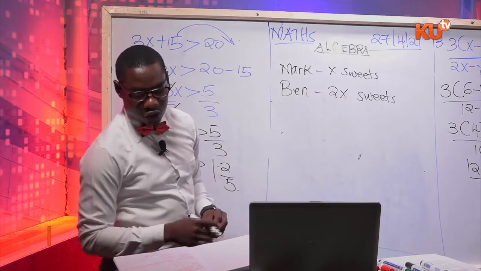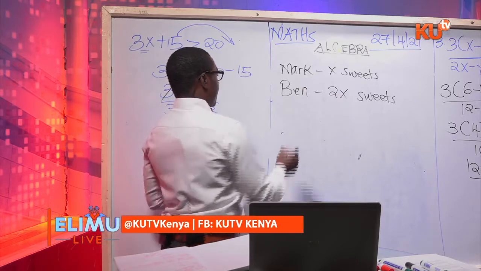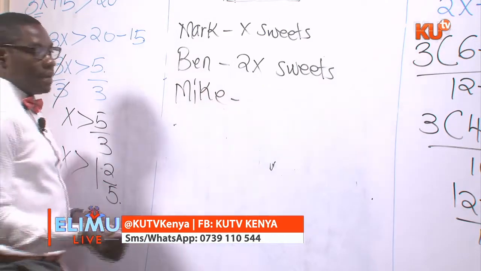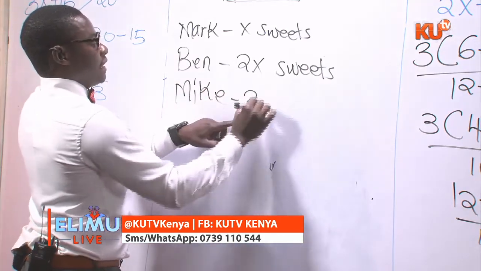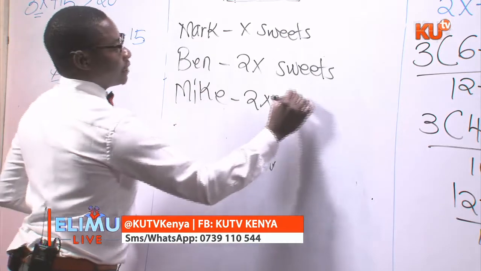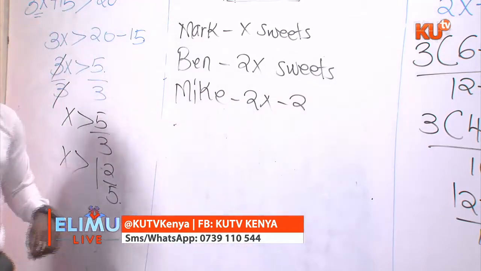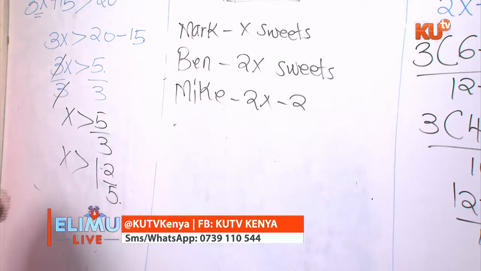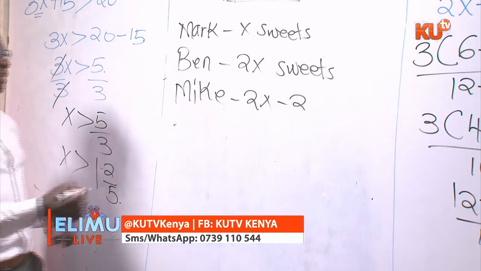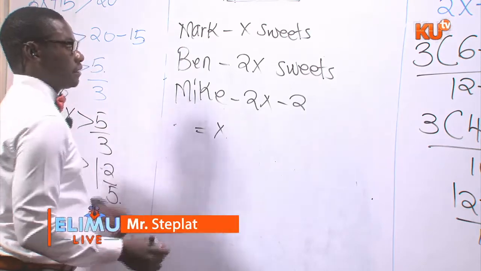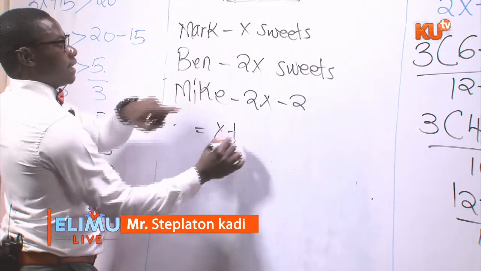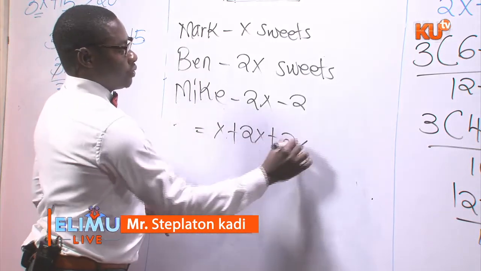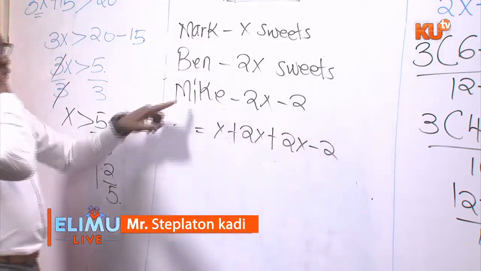And then Mike got 2 sweets less than Ben. Ben had 2x, then minus 2. If it's 2 sweets more than, that will be 2x plus 2. Then you're asked, how many sweets did they have all together? So that is x for Mark plus 2x for Ben plus 2x minus 2 for Mike.